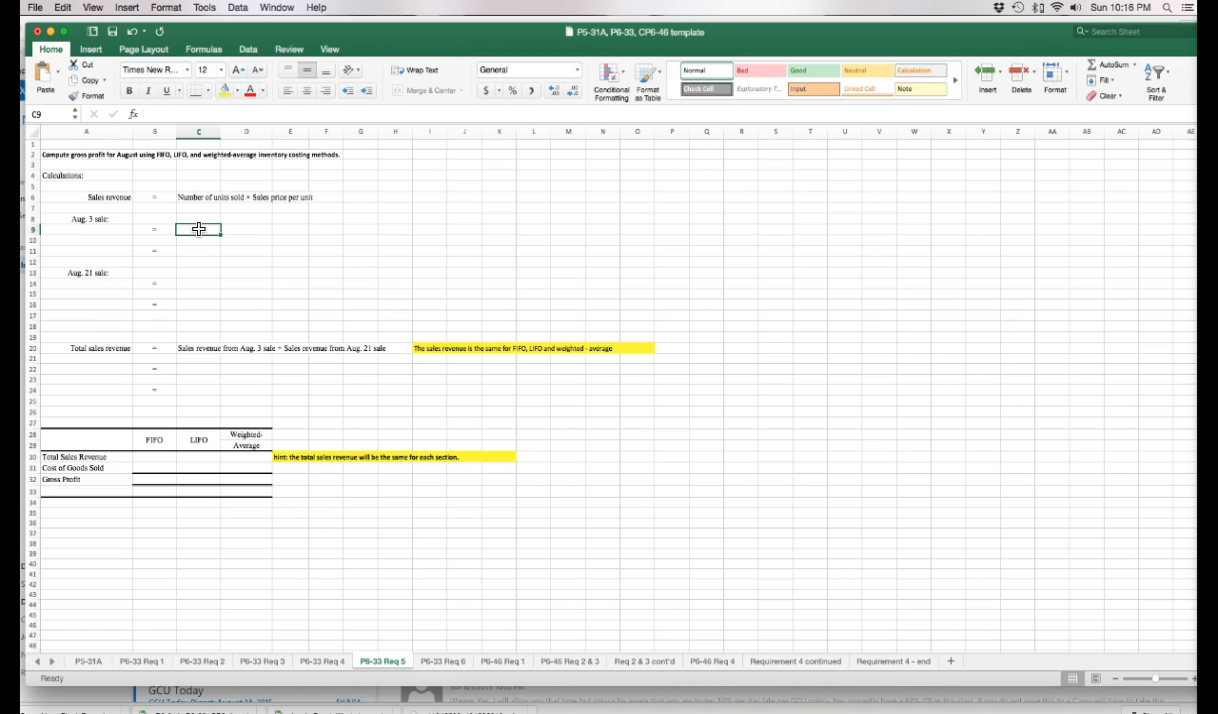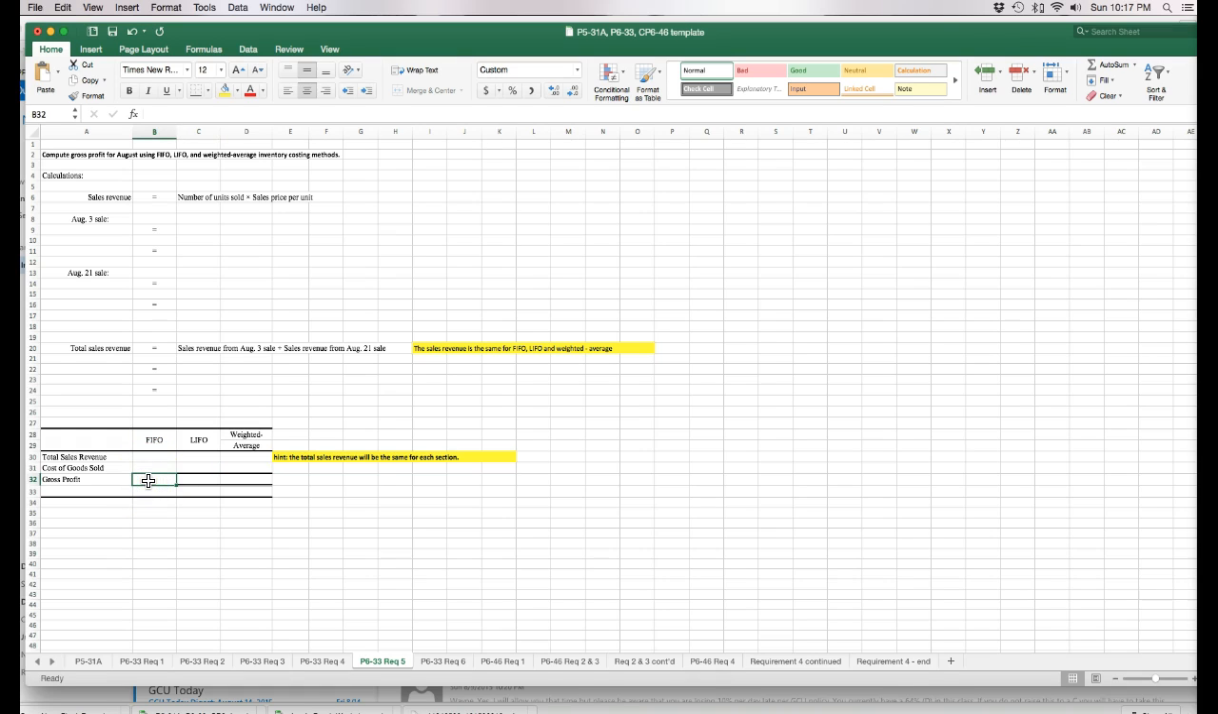Okay, so we're going to take the number of units sold for each of those days and multiply it by the sales price per unit for both the August 3rd sale and the August 21st sale. You'll get an amount that you will record in each of these categories, because the sales revenue is going to be the same regardless of the inventory method that we used. So that total sales revenue that you calculate up here will be used down here in each of the 3 categories. And then you simply use your cost of goods sold for each of the different methods, subtract those from the sales revenue, and you're going to get your gross profit.